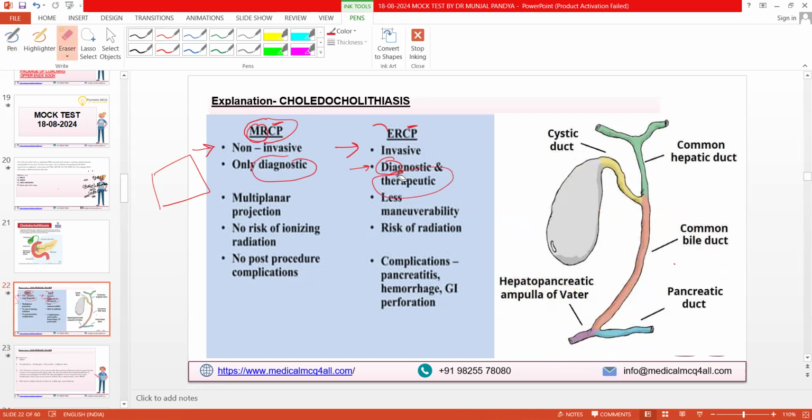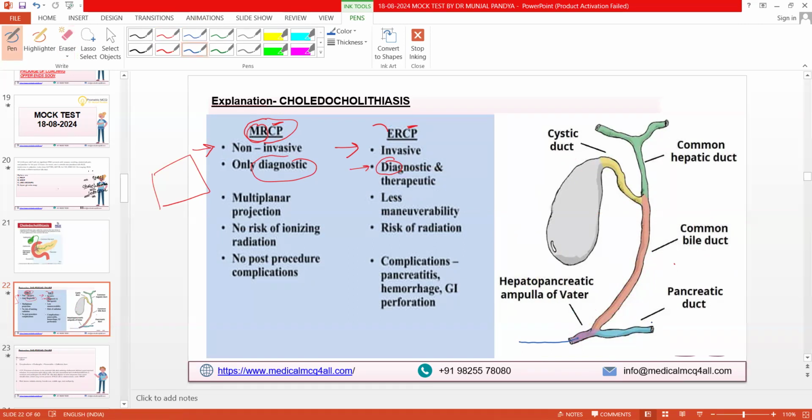So this is diagnostic, and this is diagnostic as well as therapeutic. With MRI there is no risk of ionization and no post-procedure complication, because you just take a picture. But here, the chances of complications are there because you are entering something from here.